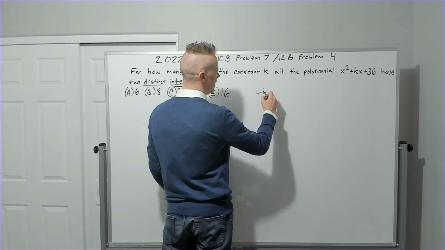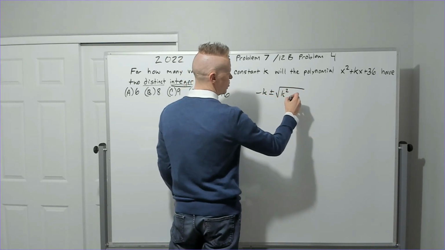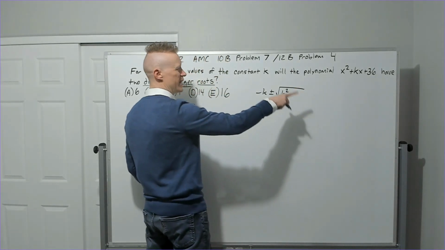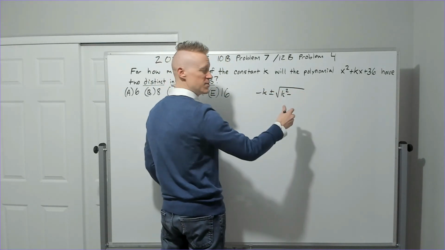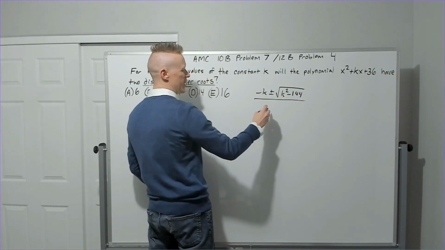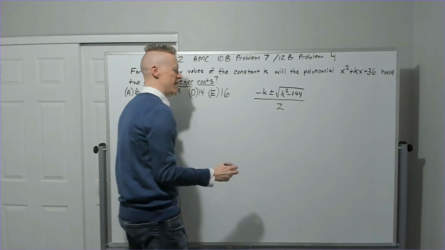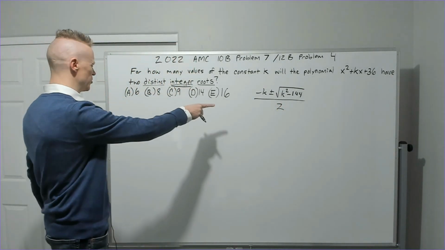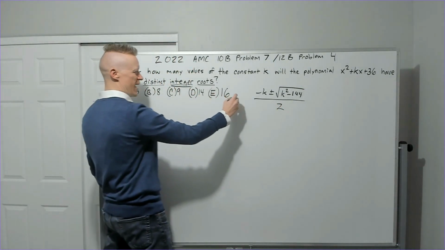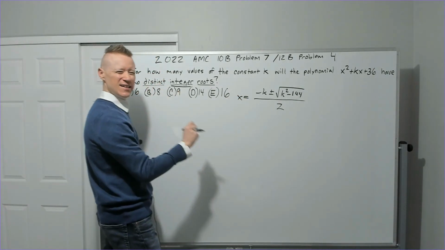You're going to have negative k plus or minus the square root of k squared, that's your b squared, minus 4ac, 4 times 36, 144, and a is 1, doesn't count for anything really here, over 2. Okay, so now what? That's your set of roots. These are the roots, right? x would equal this. And we want there to be two distinct integer roots.